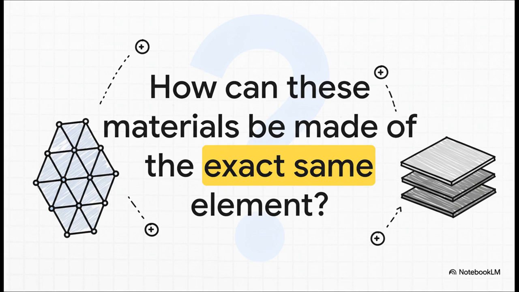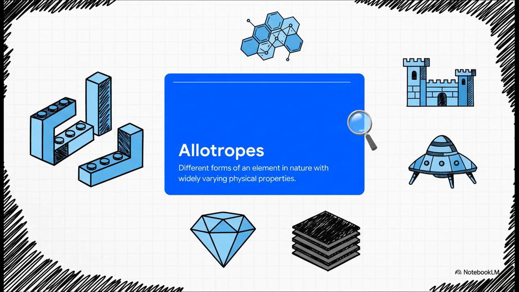That's it, nothing else. So how in the world does the exact same element create something incredibly hard and something incredibly soft? That's the big question we're going to unpack right now. Well, the answer comes down to a really cool concept called allotropes. Allotropes are just different ways the atoms of a single element can be arranged. It's kind of like Legos, you know? You can take the exact same pile of bricks and build a super strong castle or a totally different spaceship. It's not about the bricks themselves, it's all about how you snap them together.